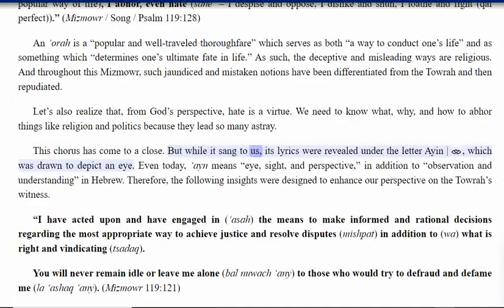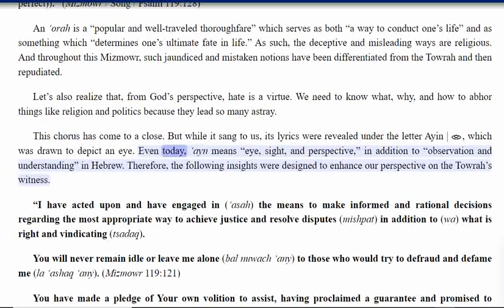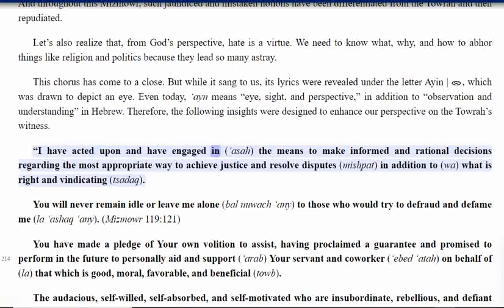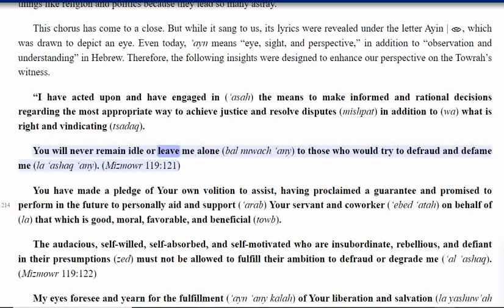But while it sang to us, its lyrics were revealed under the letter Ayin, which was drawn to depict an eye. Even today, Ayin means eye, sight, and perspective, in addition to observation and understanding in Hebrew. Therefore, the following insights were designed to enhance our perspective on the Torah's witness. I have acted upon and have engaged in, asar, the means to make informed and rational decisions regarding the most appropriate way to achieve justice and resolve disputes, mishpat, in addition to, what is right and vindicating, zadak. You will never remain idle or leave me alone, val nuvak any, to those who would try to defraud and defame me, la ashak any.